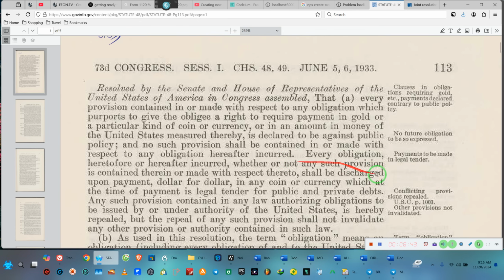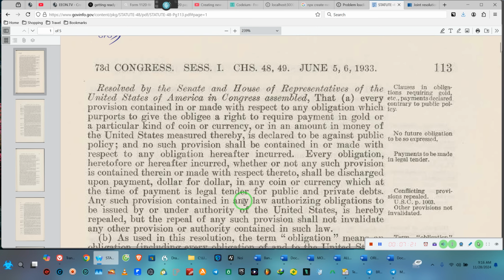We're gonna go here. Every obligation, every debt obligation heretofore, up to this point, or hereafter, anytime after 1933, incurred, in other words, anybody incurring a debt, whether or not such a provision is contained within that contract or not, or is made with respects to any contract, shall be discharged upon payment dollar for dollar in any coin or currency which is at the time legal tender for the payment of debts, both public and private.